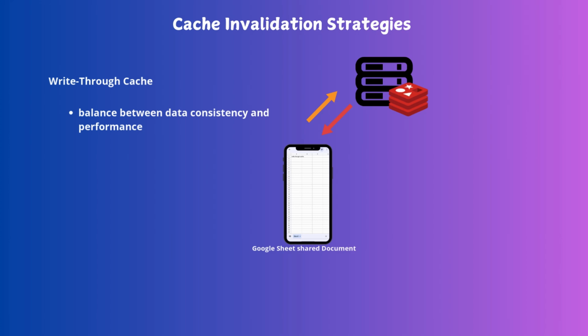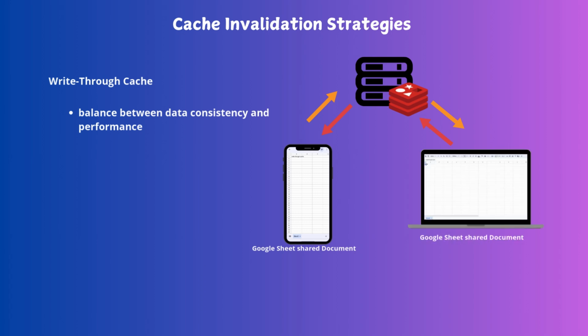When you enter or edit data in a cell, it's not only updated on your screen, but also instantly saved to the cloud, ensuring that everyone who has access to that sheet can see the changes in real time. The sheet is always up to date, no matter how many people are working on it at the same time.